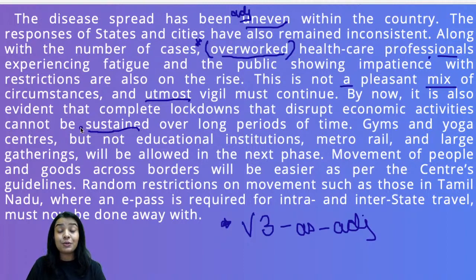This is used as main verb, cannot be, and after that cannot be sustained. Okay, now again, disrupt economic activities cannot be sustained. There is this action of sustaining I'm talking about, and that's how I know this is main verb for modal verb cannot, and this is in passive tone, and that's why cannot plus be plus verb third form.